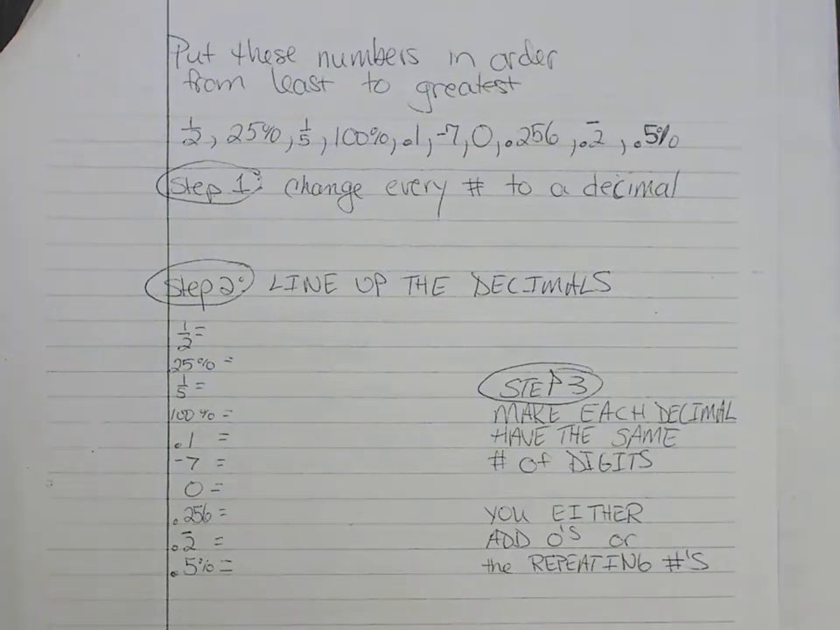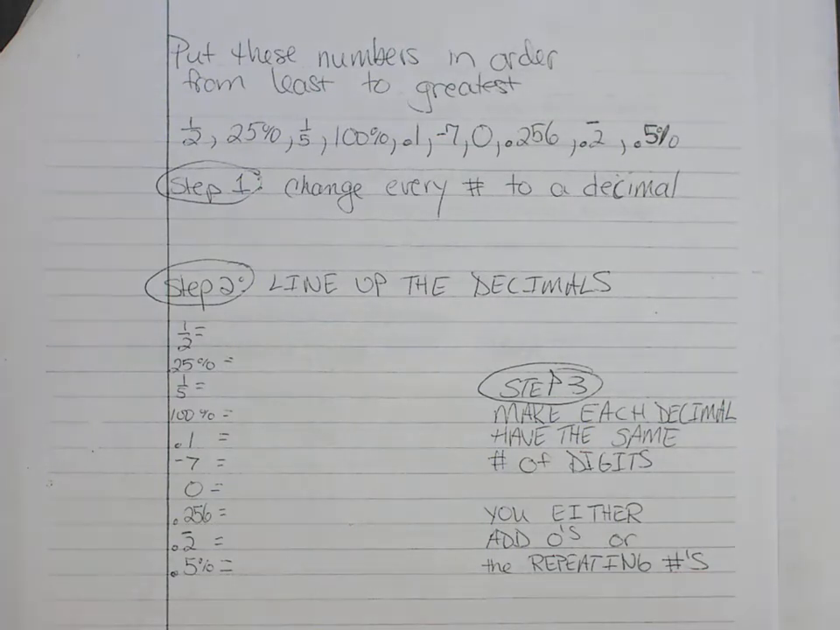Okay, here we are in the last page of the percent fraction decimal packet, and we have a list of numbers in fraction, percent, and decimal form. What I want you to do is list them in order from least to greatest. Right now, because they're all in different forms, it's hard to do that. You can't compare apples to oranges. You can compare apples to apples.